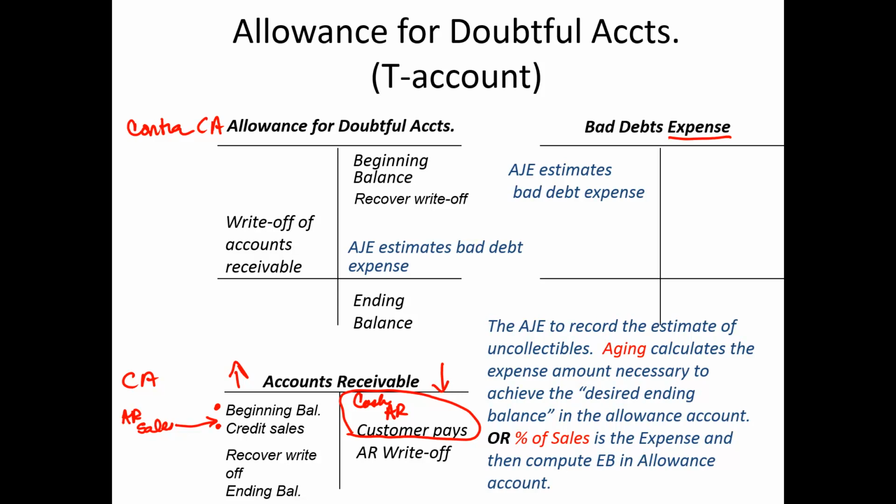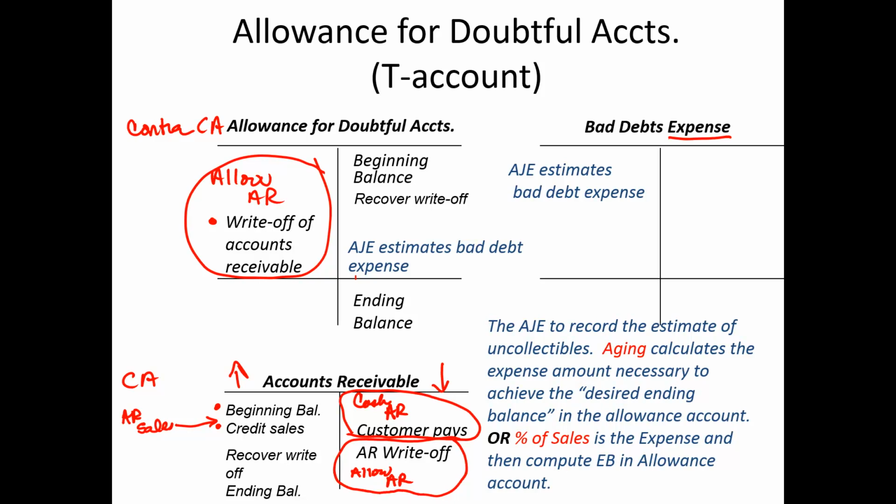We've also just covered that when we write off a particular account, we debit the allowance account and we credit accounts receivable. So here's where we have the write-offs, where we said we debit the allowance and we credit the accounts receivable. So those two go together.